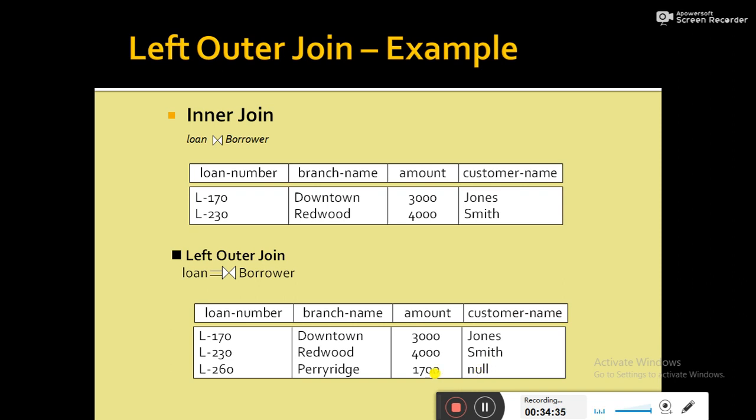Again, left outer join means it performs the natural join operation between loan and borrower. Natural join selects the records from loan and borrower for which the common attributes are the same, and then it selects all the records from loan. It includes all the tuples from the loan relation for which there is no match in the borrower relation, padded with the null value for the attributes not present in the borrower relation. So this is the left outer join.